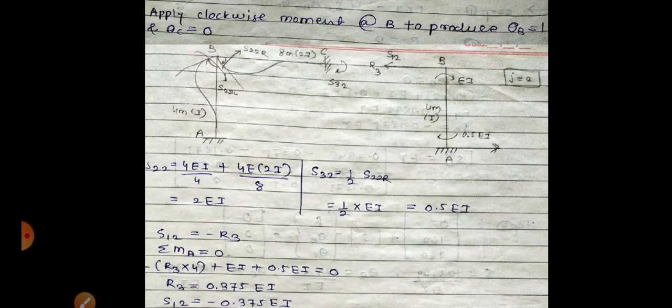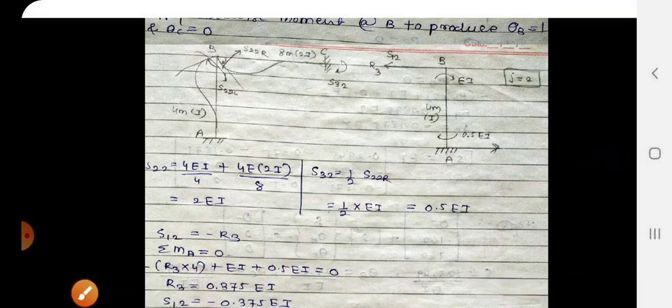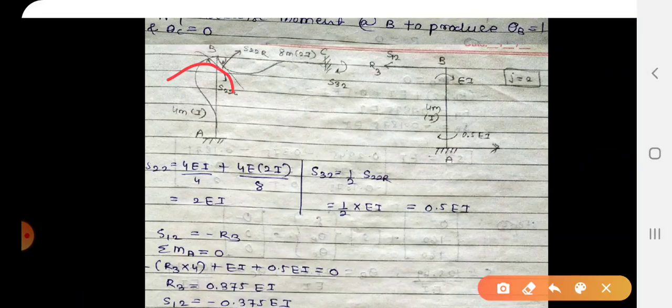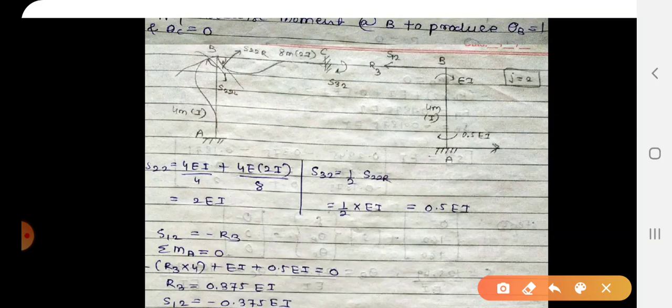Now part B means J is equal to 2. Our second redundant is theta B, therefore apply a clockwise moment at B to produce theta B equal to 1. Apply this moment clockwise to AB and to BC, giving S22 L and R, and the moment at C will be S32. First we will find S22: 4EI by L plus 4EI by L, and S32 is equal to half of S22R.